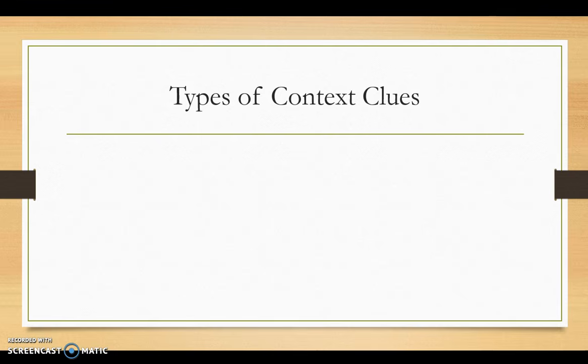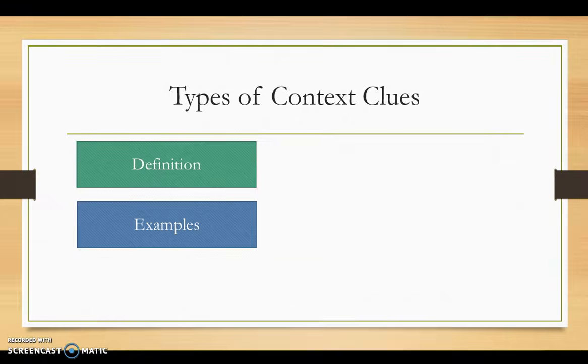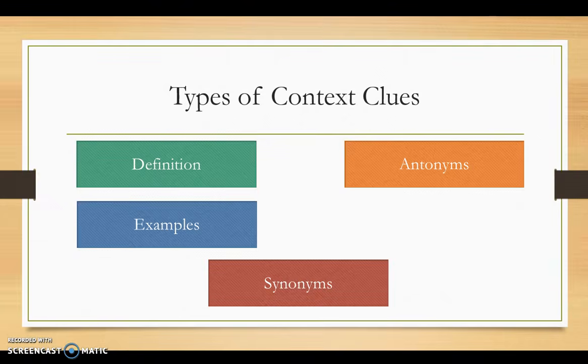To become really good at defining unfamiliar words you encounter in your reading, it is helpful to understand that most context clues can be categorized into one of 5 different types: definitions, examples, synonyms, antonyms, and inferences. We're going to explore each one of these in more detail.